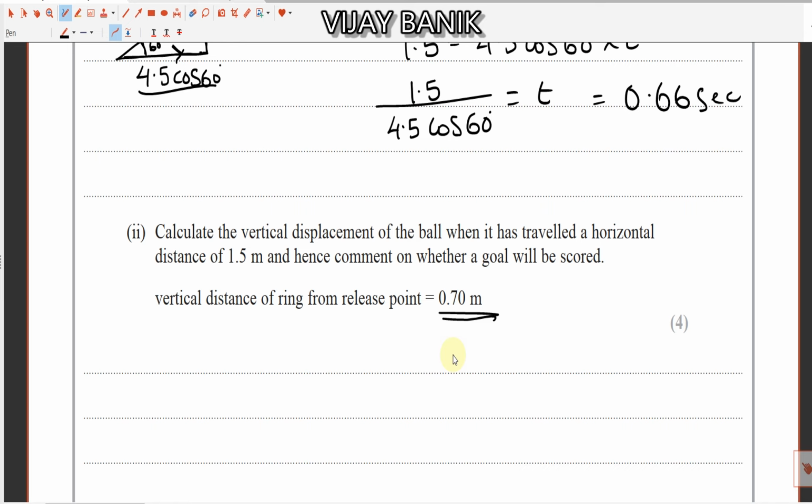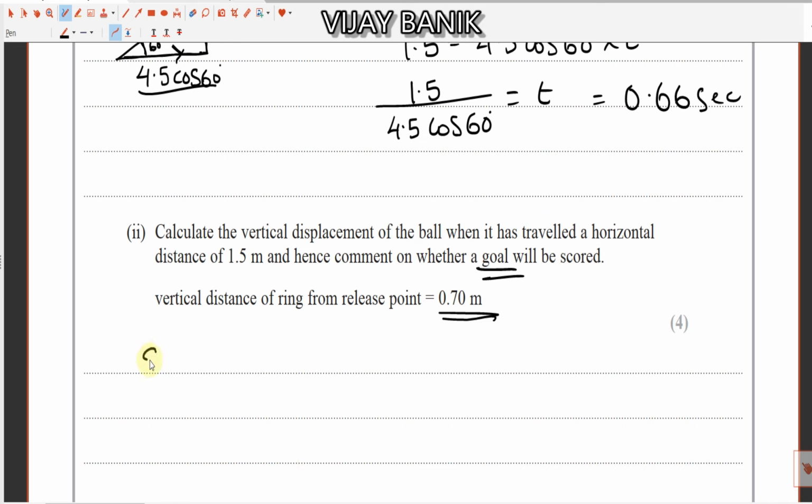So now the height is 0.70. If it is equal, then yes, they have scored. Oh, they use the word goal, so goal is okay then. We know it traveled for around 0.66 seconds. Let's say this is just like the previous question. What is the height it has reached in those 0.66 seconds?